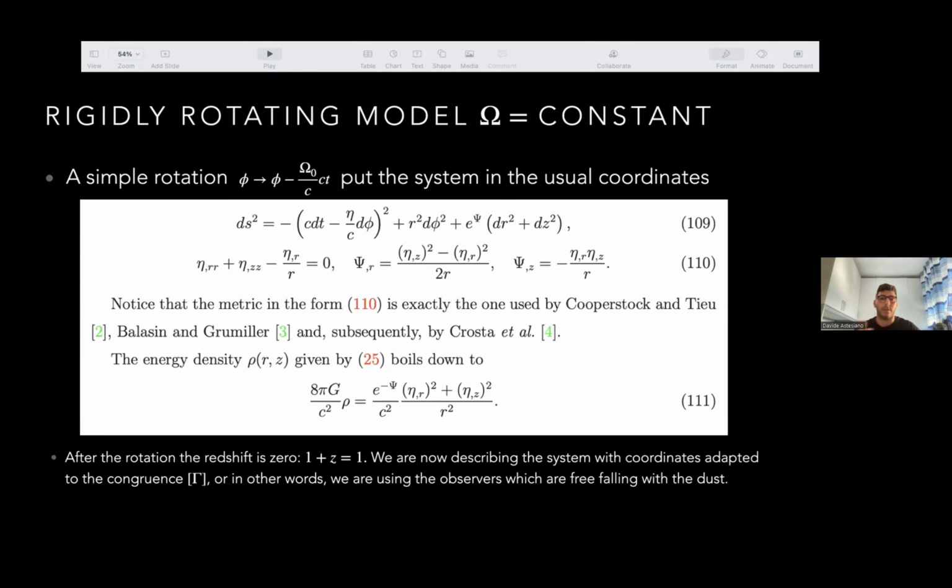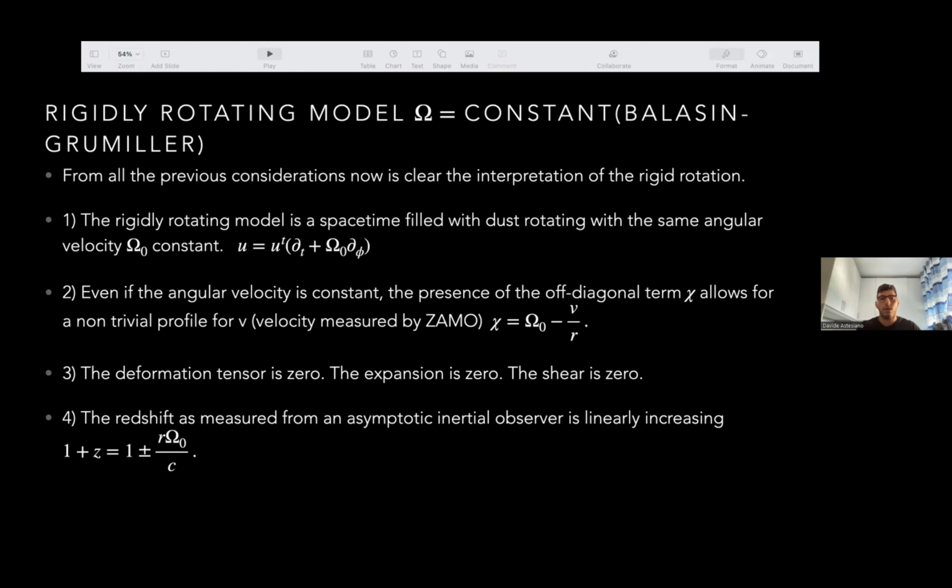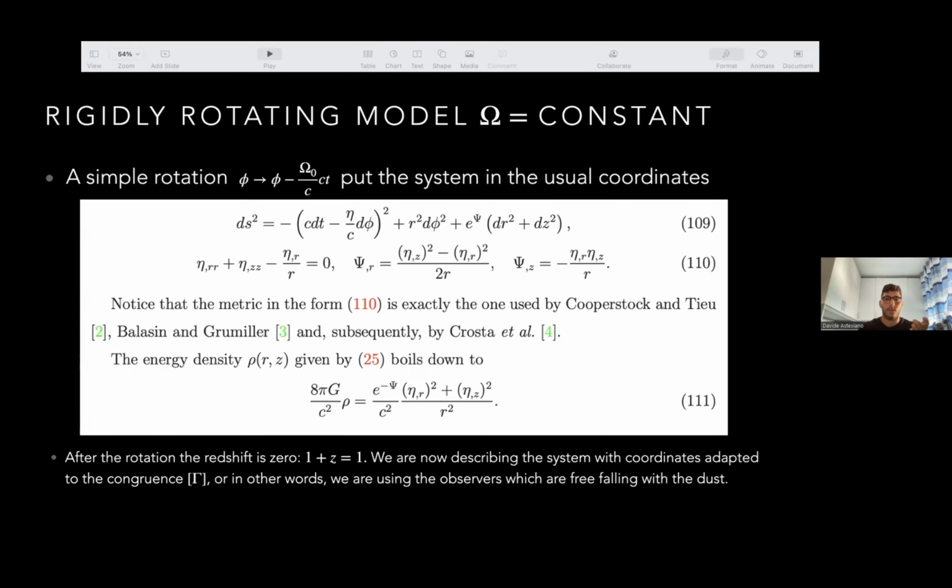Okay, now a simple rotation. If you have the free velocity of dust like this, it's pretty easy to do a rotation to write a simple version of the free velocity. So now you are the asymptotic inertial observer. You do a rotation in such a way that you are free falling with dust. If you do this rotation, you get the metric in this way. That is the one used in the literature. This is the metric of a rigidly rotating model described by the world line congruence with coordinates adapted to the free falling dust.